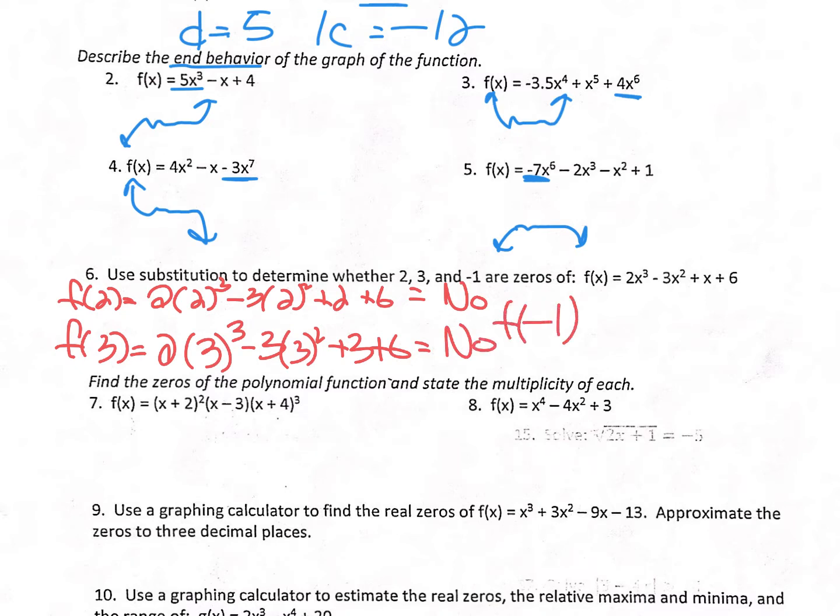So I'm going to try negative 1. F of negative 1. I'm going to plug negative 1 in everywhere. I'm just doing this in my head. That would be negative 2 minus 3 minus 1 plus 6. That is 0. So negative 1 would be a yes. The other two are a no.